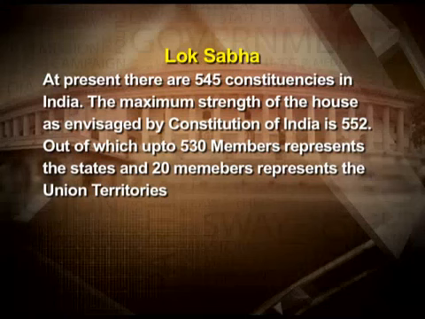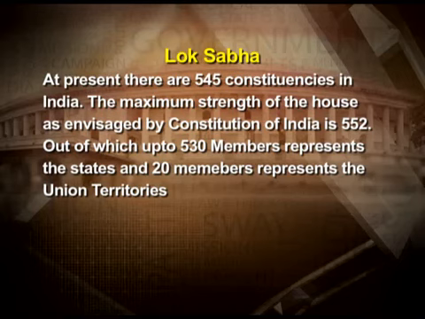For the elections of the Lok Sabha, the whole country is divided into territorial constituencies of roughly equal population. Similarly, for the elections of the state legislative assembly, the whole state is divided into territorial constituencies. One representative is elected through each constituency. At present, there are 545 constituencies in India. The maximum strength of the House as envisaged by the Constitution of India is 552, out of which up to 530 members represent the states and 20 members represent union territories.